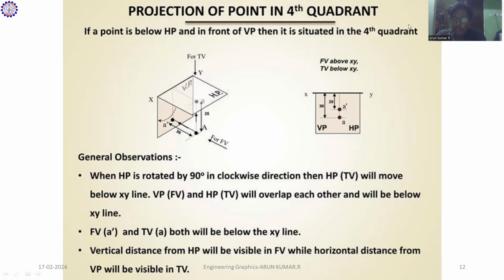From this, the general observation is that when the HP is rotated 90 degrees clockwise, it moves below the XY line. The vertical plane's front view and the horizontal plane's top view overlap each other, below the XY line. The front view a dash and the top view a are both below the XY line. The vertical distance from the HP is visible in the front view, while the horizontal distance from the vertical plane is visible in the top view. That is the general observation for understanding fourth quadrant problems.